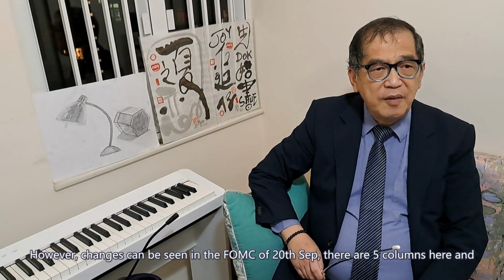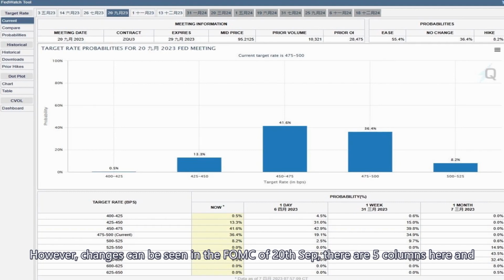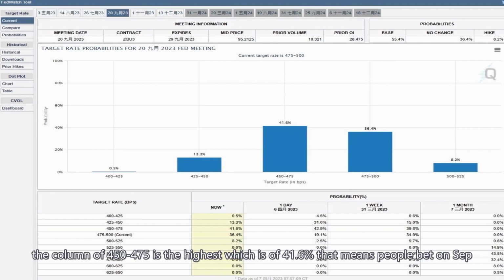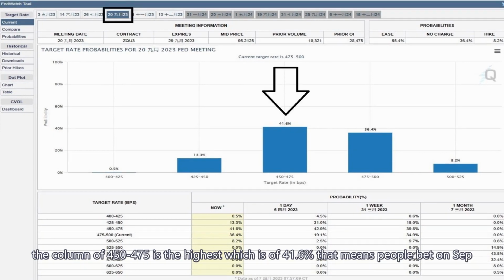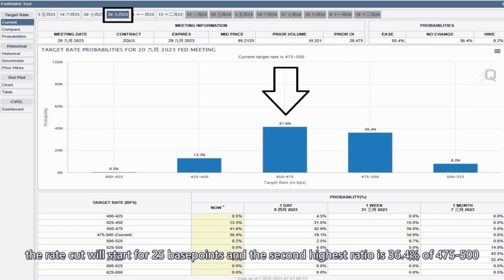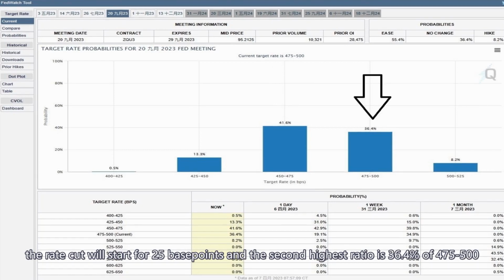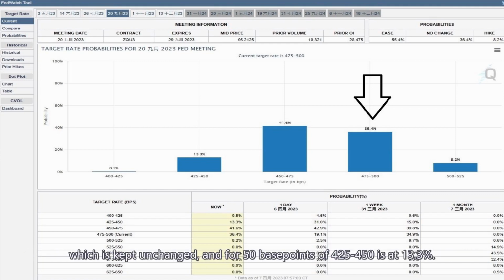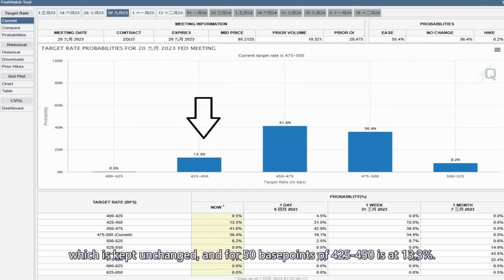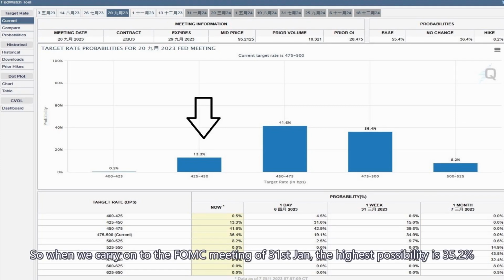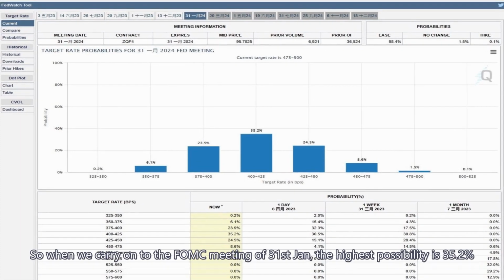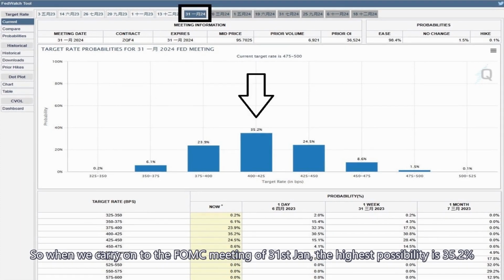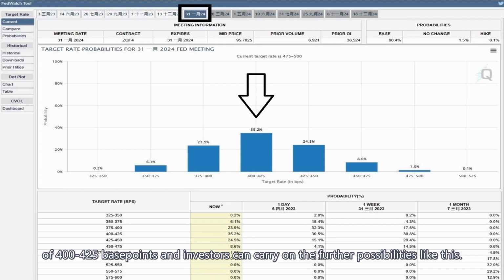However, changes can be seen in the FOMC of 20th September. There are 5 columns here, and the column of 450 to 475 is the highest, which is 41.6%. That means people bet that in September the rate cut will start at 25 basis points, and the second highest ratio is 36.4% at 475 to 500, which is kept unchanged, and for 50 basis points, 425 to 450 is at 13.3%. So when we carry on to the FOMC meeting of 31st January, the highest possibility is 35.2% at 400 to 425, and investors can carry on to further possibilities like this.